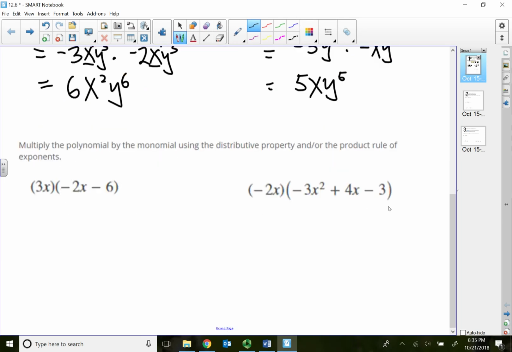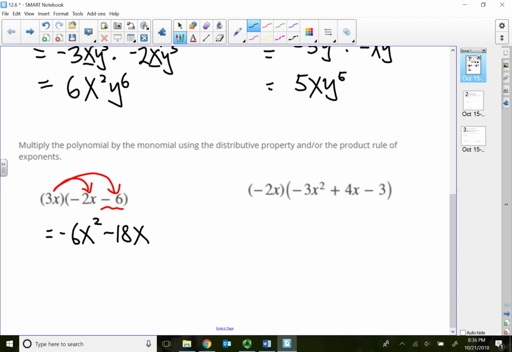All right, let's take one term times multiple terms. Same technique as in the previous video: we do our distribution. This is 3x times negative 2x. So 3x times negative 2x is going to be negative 6x to the second power, because I have to add the exponents for the variable. Then 3x times negative 6 will be negative 18x. And that's it. These two are not like terms, so I cannot combine them.